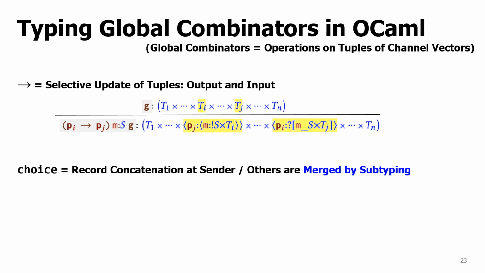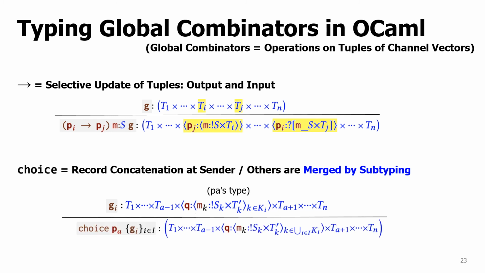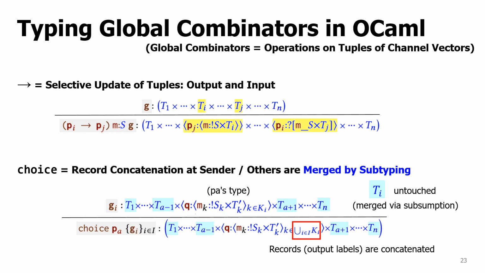The choice combinator assumes that the participant Pa is the output. In the typing rule, the combinator leaves the channel vector type of the other participants untouched in the conclusion. The merging we have already seen is done by the subsumption rule, which effectively merges behaviors via subtyping rules. Finally, the record type of the output participant Pa is concatenated into one, preserving all output branches.